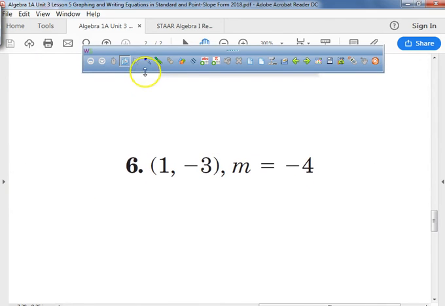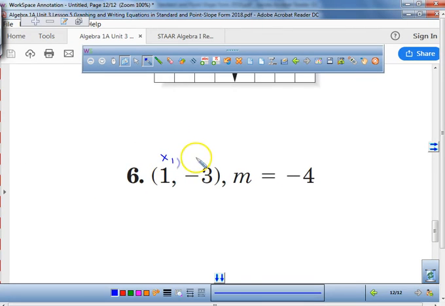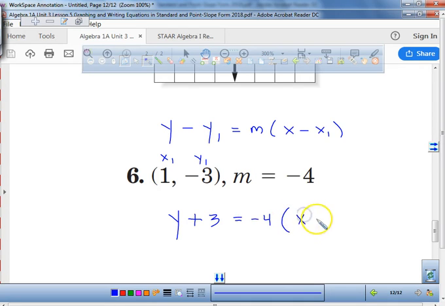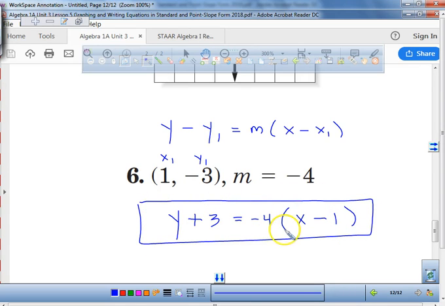And number 6. I'm labeling it. I always label things first. x1 and y1. And remember, we're doing y minus y1 equals m in parentheses x minus x1. So we're going to do y minus a -3. So what's going to happen? It's going to change it to a +3. Equals our m value, which is -4, open parentheses, x minus just the number 1. And that's your answer in point slope form.